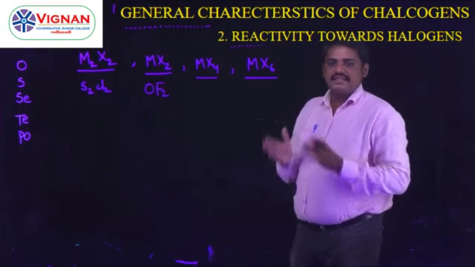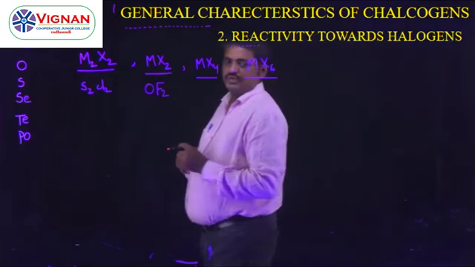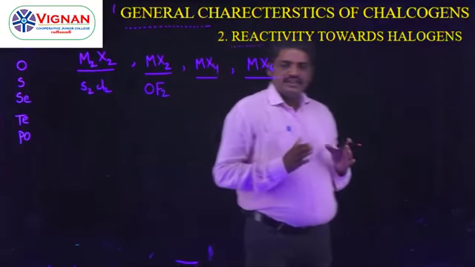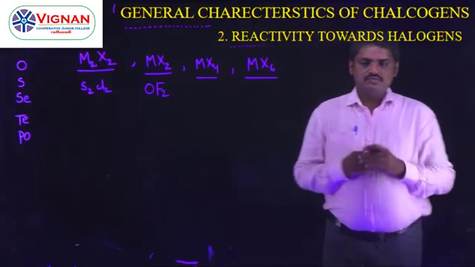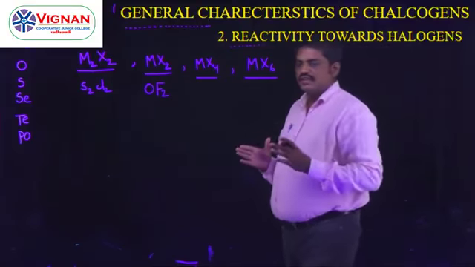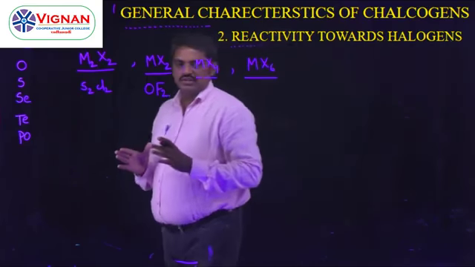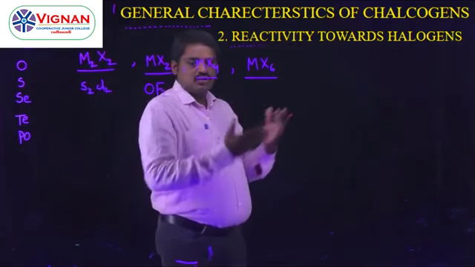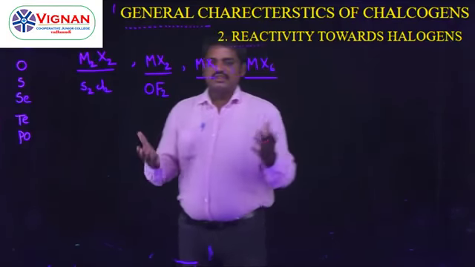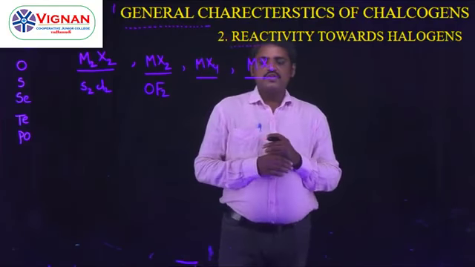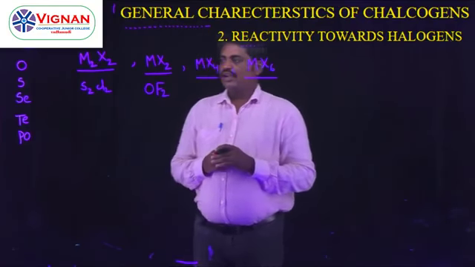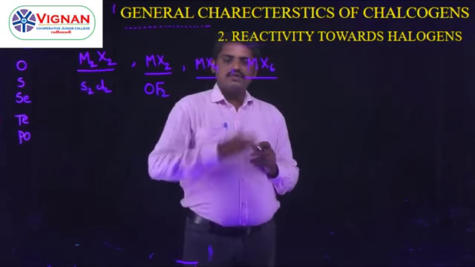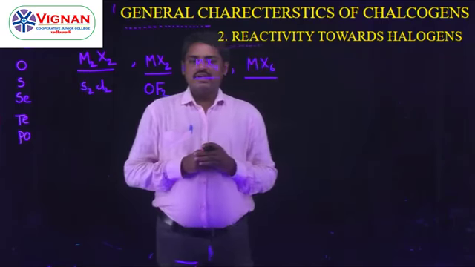Oxygen is a second period element. These elements have maximum covalency equal to 4. Means these elements form only 4 bonds. They do not form more than 4 bonds, which means 5 bonds and 6 bonds are not produced. Based on these points, oxygen does not form MX4 and MX6 type of halides.